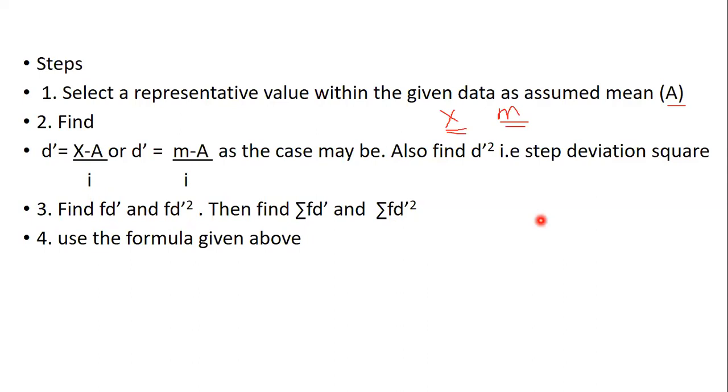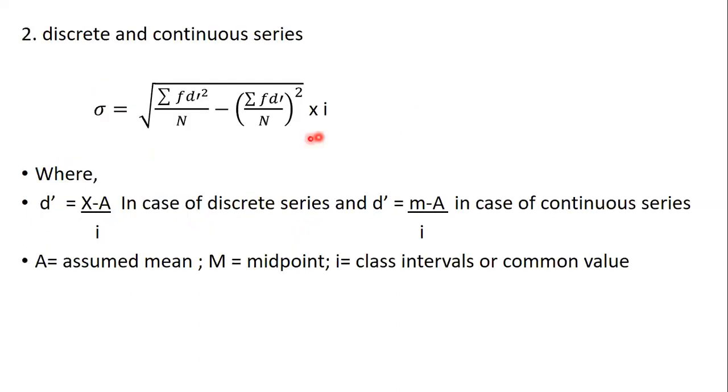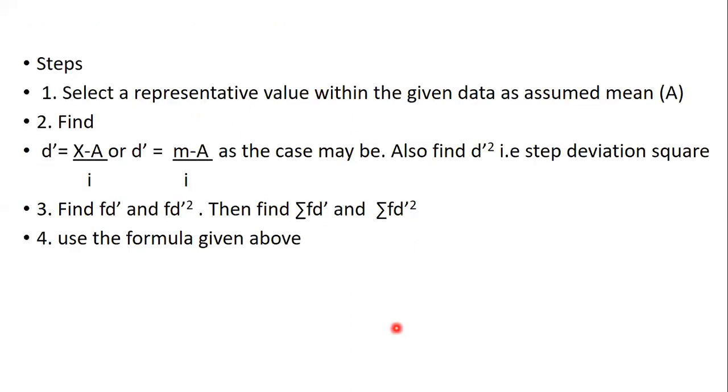Which is the formula we are talking about? We are talking about this formula: sigma is equal to square root of summation fd dash square by n minus summation fd dash by n whole square into I. So we have to use this formula after finding all these steps. Hope everybody understood these many steps. Let's go on to the problem now.